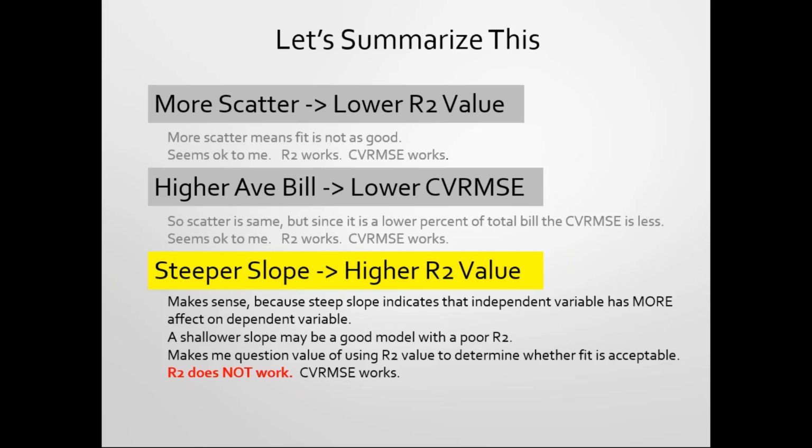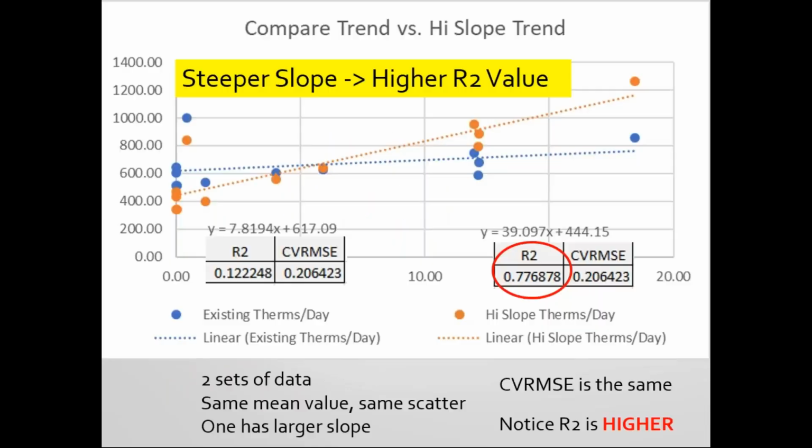The CVRMSE works. So let's go back again and look at this picture. I'm saying the R squared doesn't work. In the first case, the flat blue line, the R squared is 0.1222. If you're using Metrics or option C to do your fit, and you get this R squared value, you're going to say, oh, this sucks. I can't use this. I'm going to have to bill match. Well, maybe that was a bad choice after all. And we're going to get to that, because the CVRMSE is just fine. There's not a lot of scatter here.